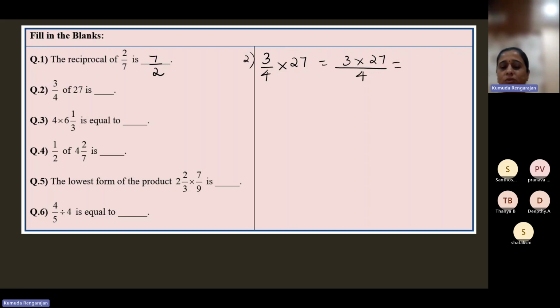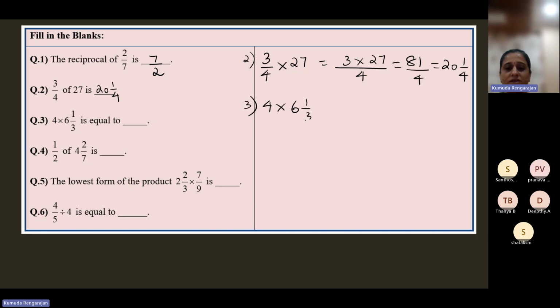So multiply 27 into 3, 81, 81 by 4. And because it's fill in the blanks, if you have options to select, then you can select the option 81 by 4. But since it's fill in the blanks, write this as a mixed fraction. It will be 20 1 by 4. Ma'am, should I remove myself from mark because I only wrote 81 by 4? I didn't write 20. No, it's correct. You can give yourself one mark. Yes.